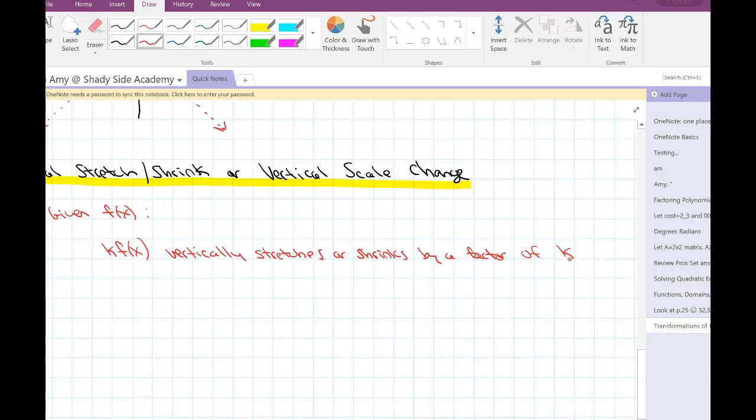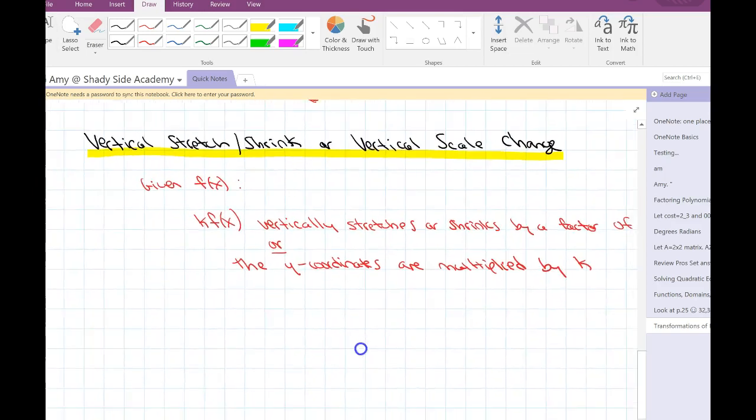Okay, when you have a function and you're multiplying it by some constant, the effect is either a vertical stretch or a vertical shrink by a factor of k. What this means in practice is the following: the y coordinates are multiplied by k. So let's do an example, okay?